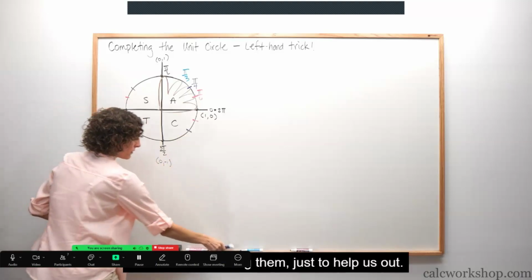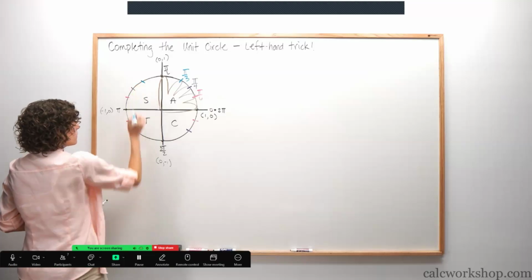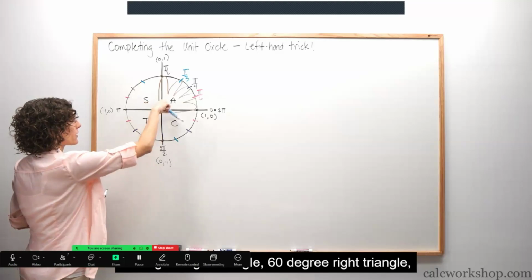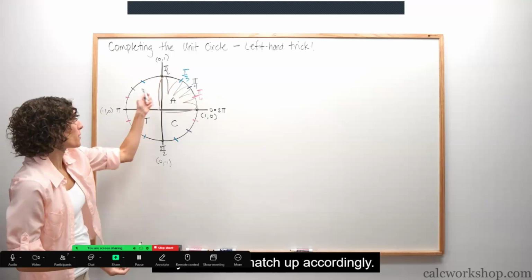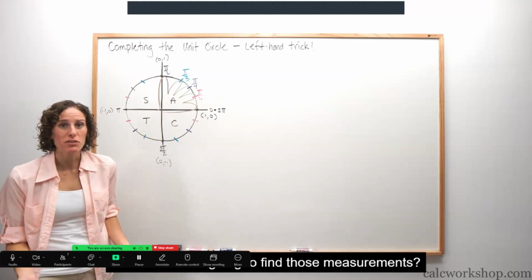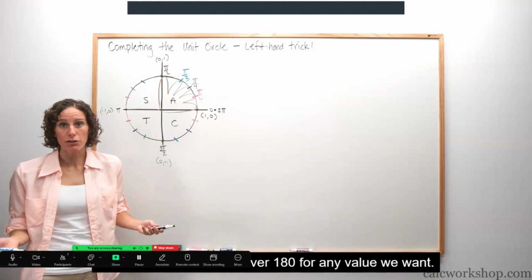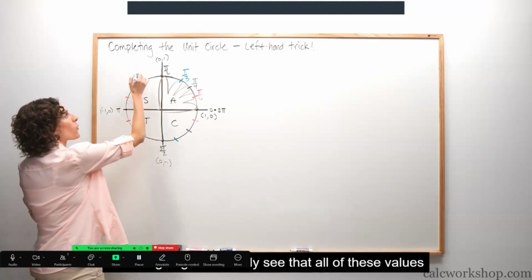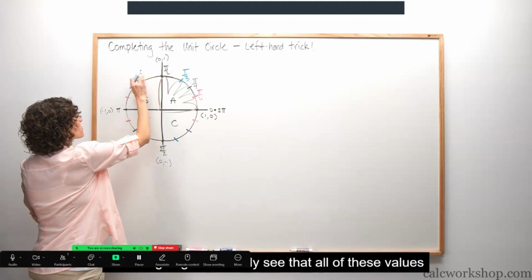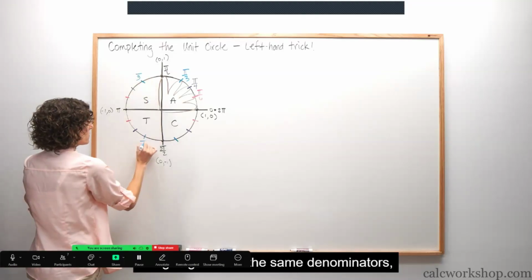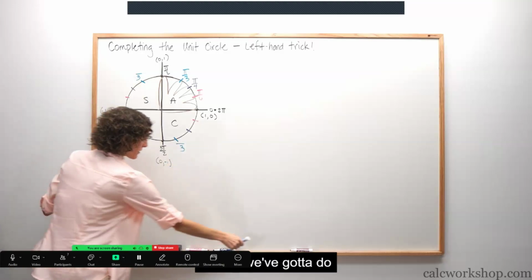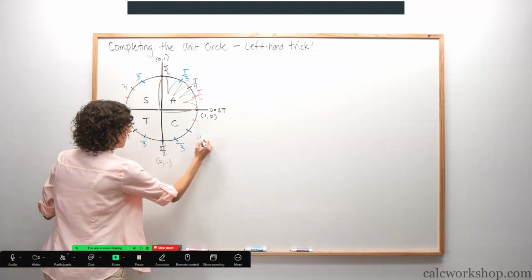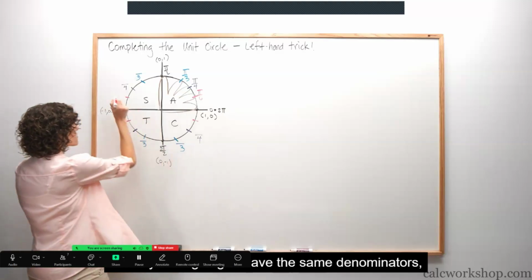And I'm color coding them just to help us out. So we know that if we had a 60 degree right triangle in each quadrant, they would all match up accordingly. But how are we going to find those measurements? We don't want to sit there and have to calculate pi over 180 for any value we want. We should be able to pull this out quickly, and we are. All students take calculus. We are going to basically see that all of these values are going to have the same denominators. And all we've got to do is figure out what our numerators are. So they're all going to have the same denominators, which is very cool.